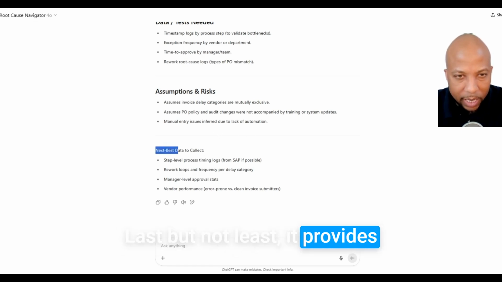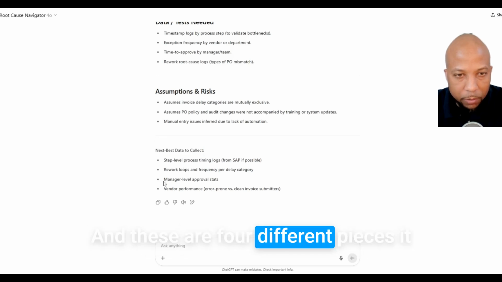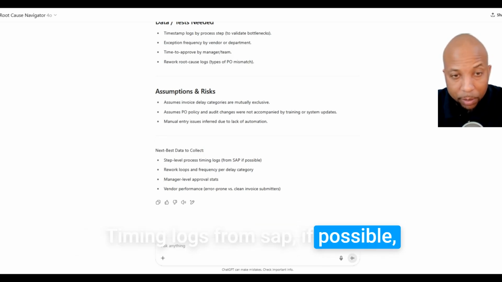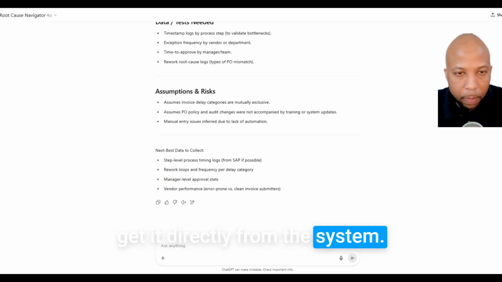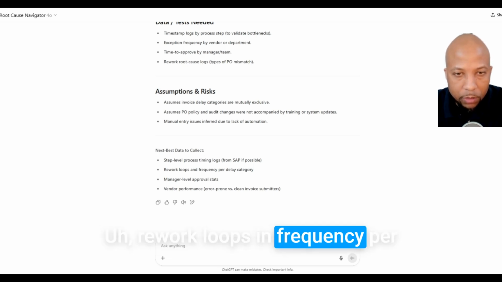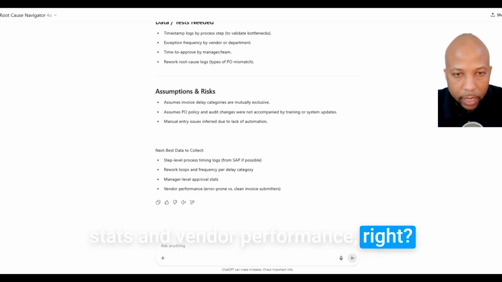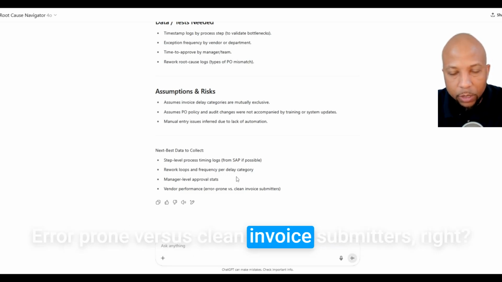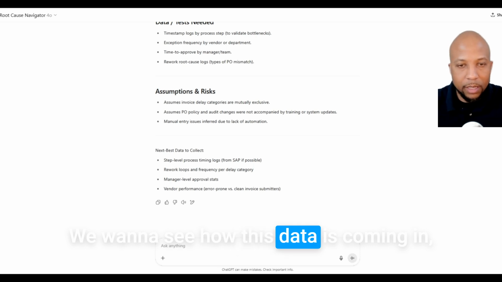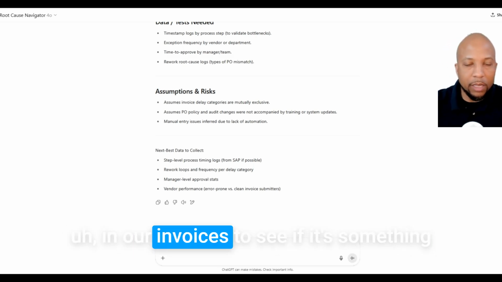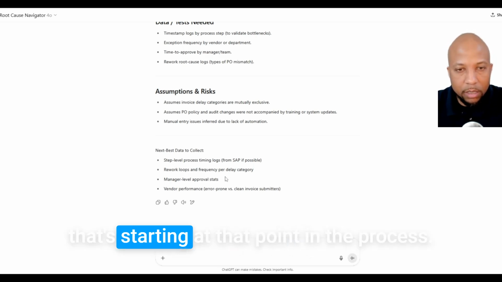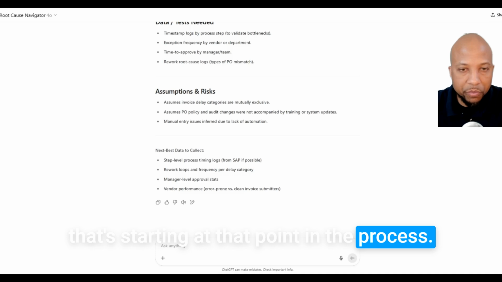Last but not least, it provides us with next best data to collect. These are 4 different pieces: step-level process timing logs from SAP if possible. Get it directly from the system. Rework loops and frequency per delay category. Manager-level approval stats. And vendor performance, right? Error-prone versus clean invoice submitters, right? We want to see how this data is coming in on our invoices to see if it's something that's starting at that point in the process.